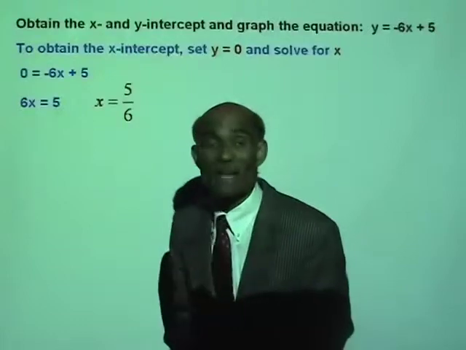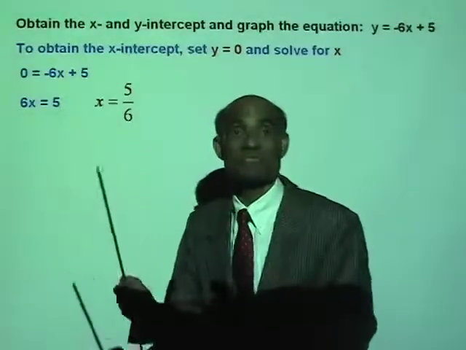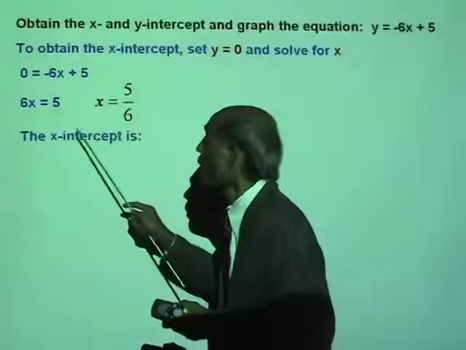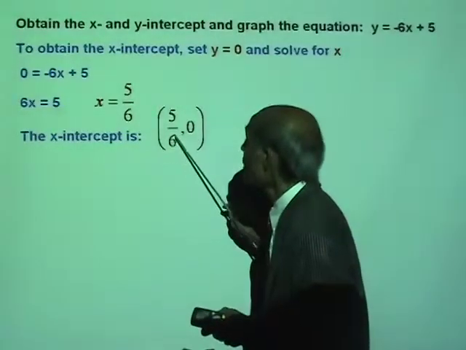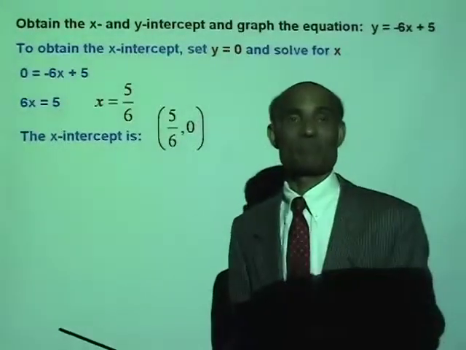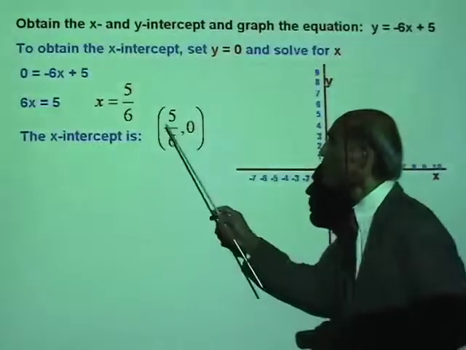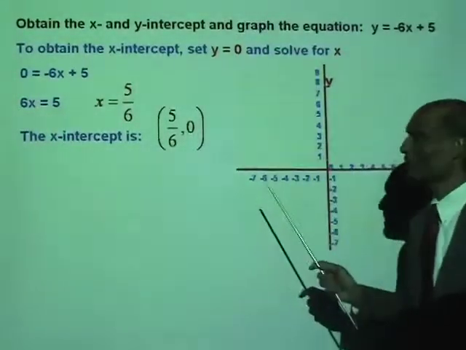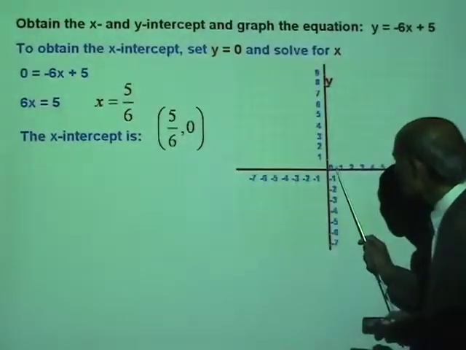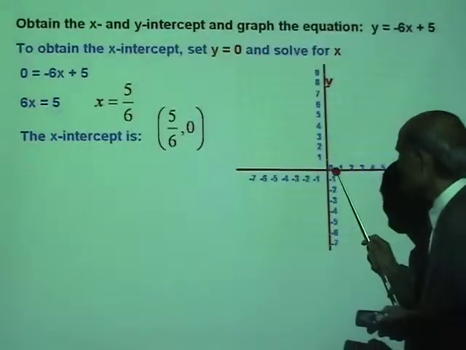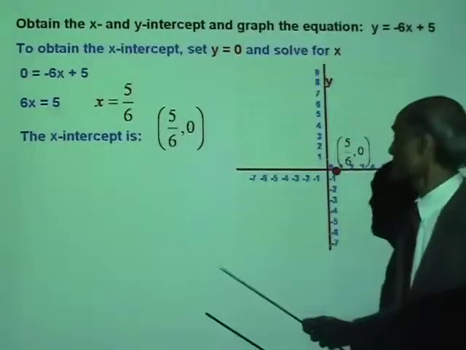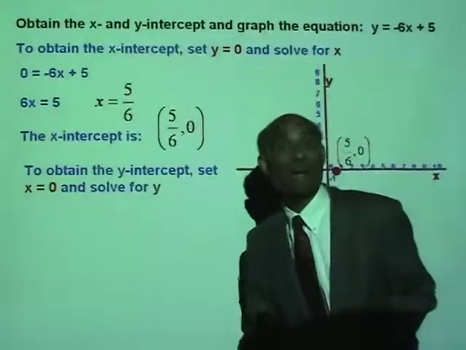So what is the ordered pair that represents the x-intercept? Y equal to 0, x equal to 5 over 6. Or the x-intercept is 5 over 6, 0. Alright, can we mark that? Where is x equal to 5 over 6? 5 over 6 is slightly less than 1. It is approximately here. Look at the way I'm going to mark it. Yes. This is the point 5 over 6, 0. That is the x-intercept.